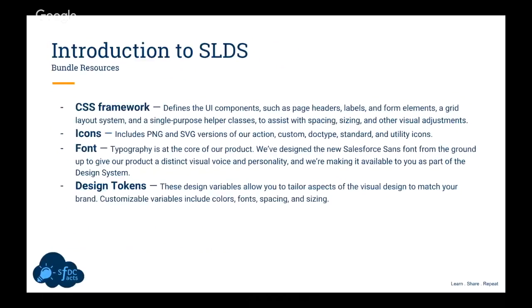The SLDS bundle resources have four types of resources. First is your CSS framework, which basically has your CSS classes. You can use these classes to give your Lightning component, or maybe your Visualforce page or your HTML page, Lightning look and feel.